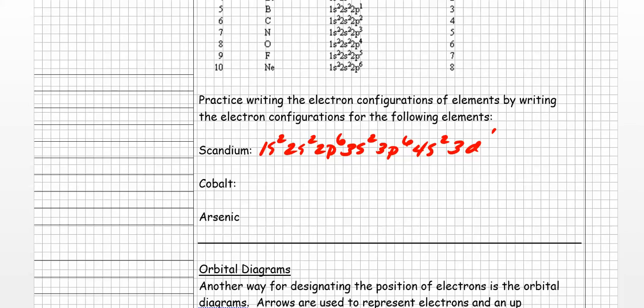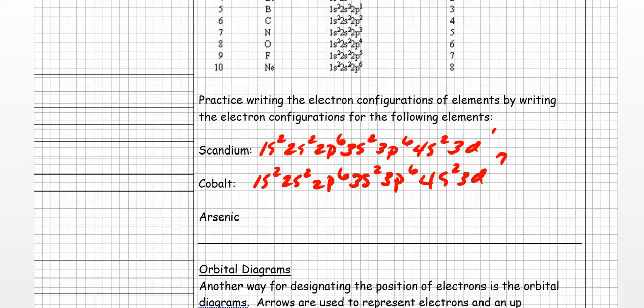Cobalt, a little harder. Cobalt is 27, but at least the first 21 are written right above here for me. I'm going to say 1s2. I can speed up here a little bit. 2s2, 2p6, 3s2, 3p6. Follow me on the table. 4s2, 3d7. Okay? And then finally I'm asked about arsenic.